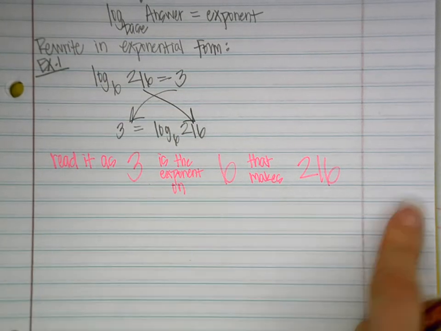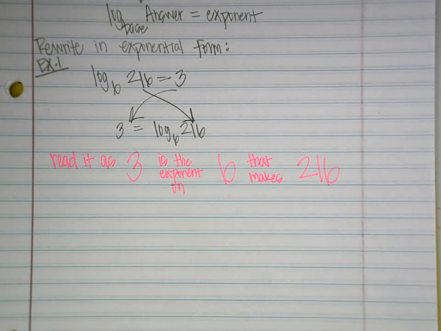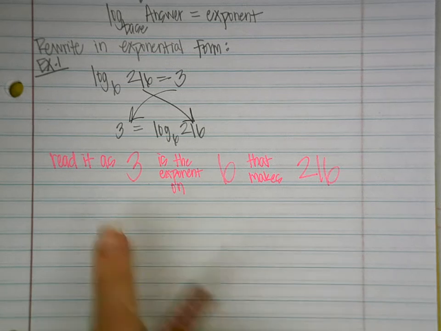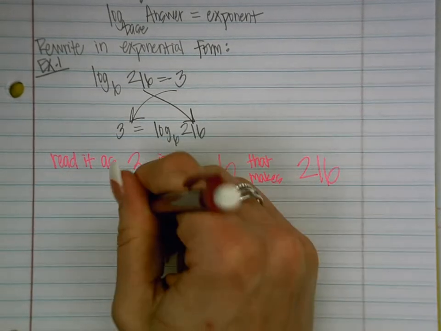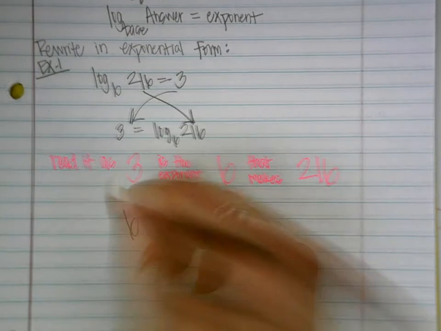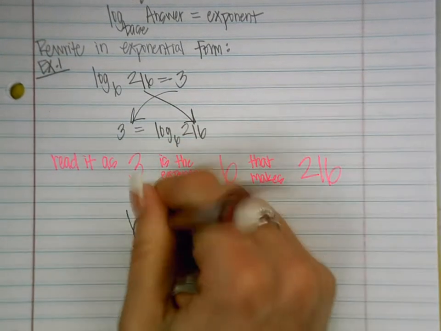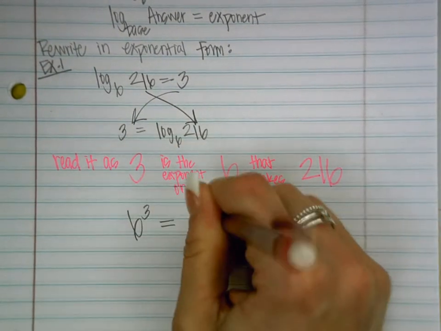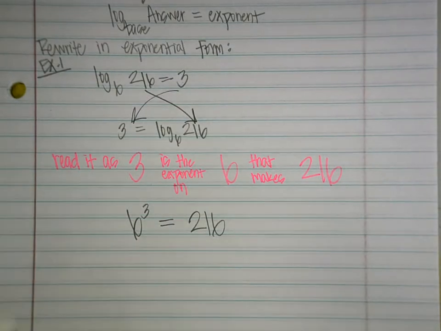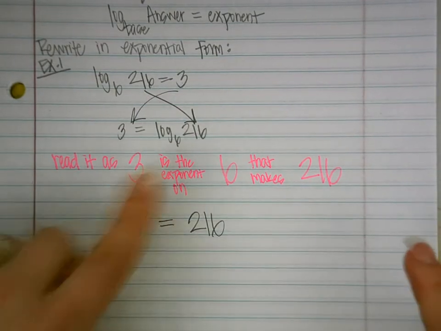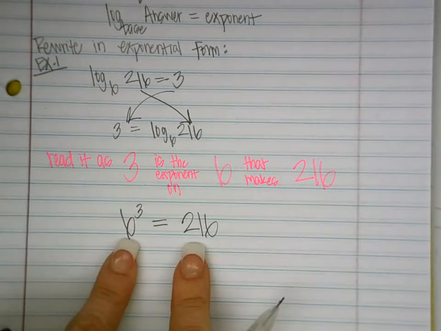And when you read it that way, you're going to write your exponential form as you're reading it. So 3 is the exponent on 6. 3 is the exponent on 6 that makes, or that equals, 216. That is your answer. Okay? Literally, all we are doing today is going from this log form to this exponent form.